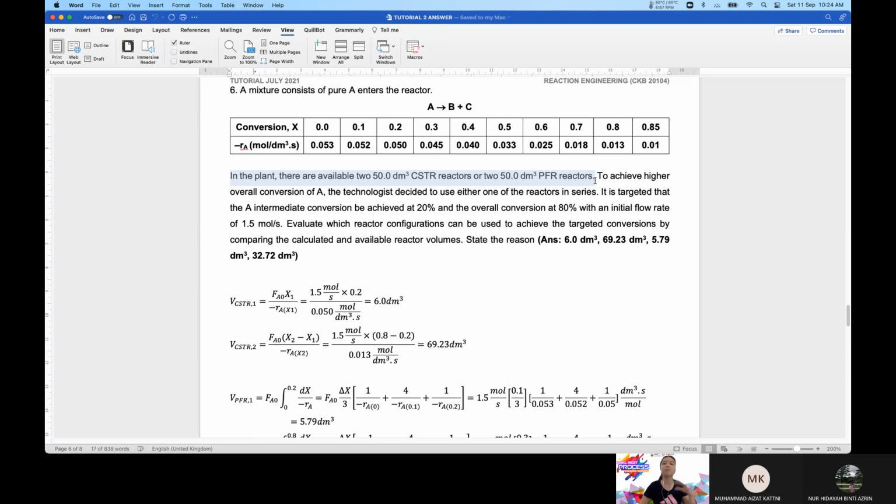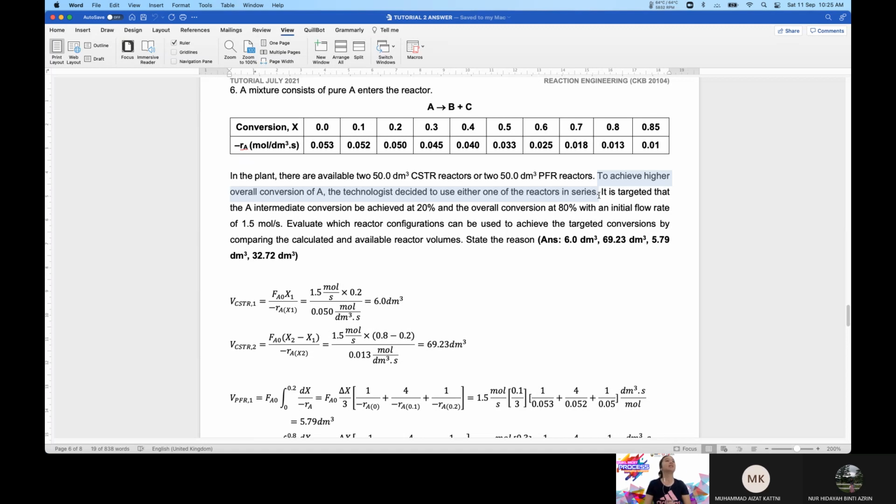Okay, mereka katakan dalam plant kamu ni dah ada 2 CSTR, 2 PFR. Keempat-empat reaktor ni pun volume dia 50. Okay, dia kata, to achieve higher overall conversion of A, the technologists decided to use either one of the reactors in series. So dia kata sekarang dia nak untuk menjalankan tindak balas ni, kita ada option. Ada nak guna 2 CSTR dalam bersiri ni atau kita nak guna 2 PFR bersiri. Okay, masa tu kita nak guna.